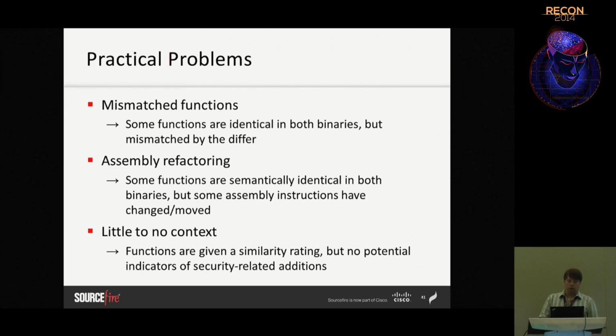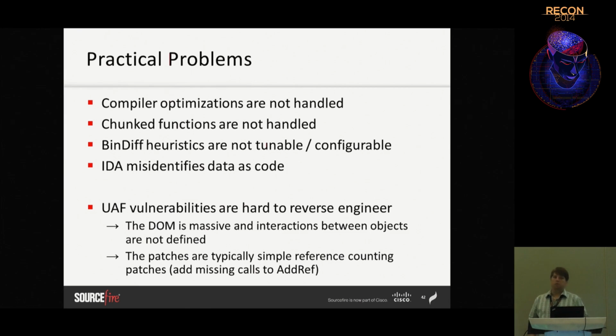One of the main problems is that they haven't kept up with compiler optimizations. They are not aware of chunked functions because IDA doesn't handle them very well. The heuristics inside of BinDiff are sometimes applied in the inappropriate order, and it's not configurable, so you're not able to give a weighting to how much value you want to put into a particular heuristic. And then, of course, there's the eponymous problem with x86 code, the code and data problem. IDA oftentimes misidentifies data as code, and then, of course, thinks that that's a modification to the binary.